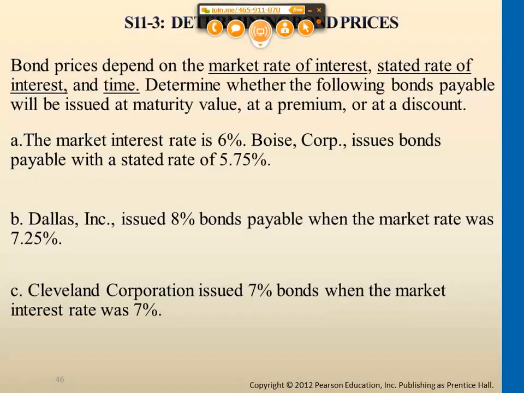All right, let's go over a few simple examples here. It tells you that market bond prices depend on market interest rate, stated interest rate, and time. In the following ABC situations, in the first case here, the market interest rate is 6%. The company is issuing bonds payable with a stated interest rate of 5.75%. So what does this tell you?